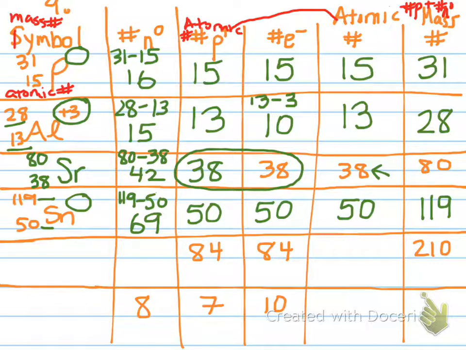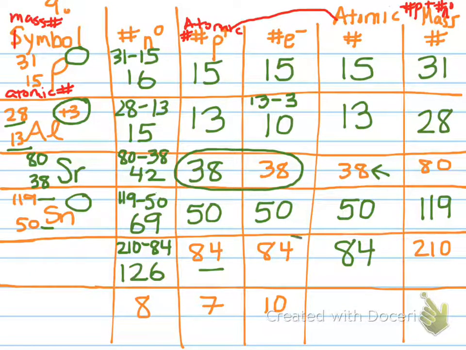All right, our next one. Again, they gave me mass number, but atomic number is missing. But remember, atomic number is the same as my number of protons. So my atomic number is 84. To figure out my number of neutrons, I'm going to do my mass number, subtract my atomic number, and that's going to give me 126.